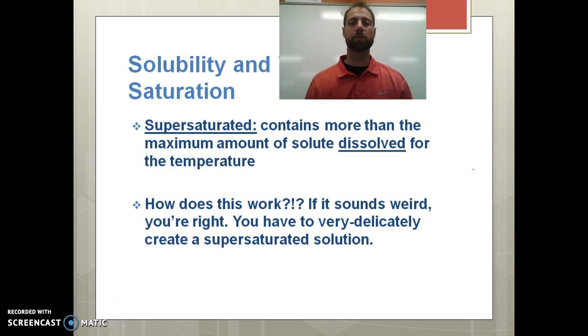And then we have a supersaturated, which contains more than the maximum amount of solute. And this is what we do when we make sweet tea. If you've ever made sweet tea, you're going to heat up the tea so that you can get more sugar dissolved in that tea.